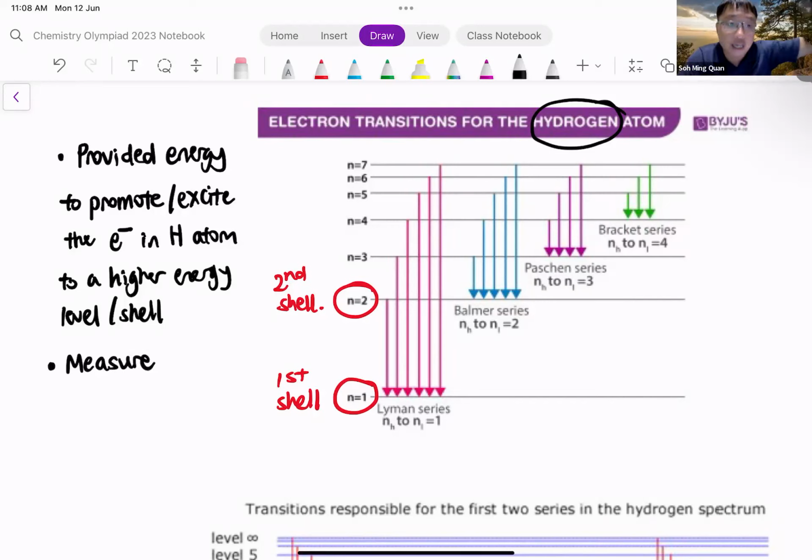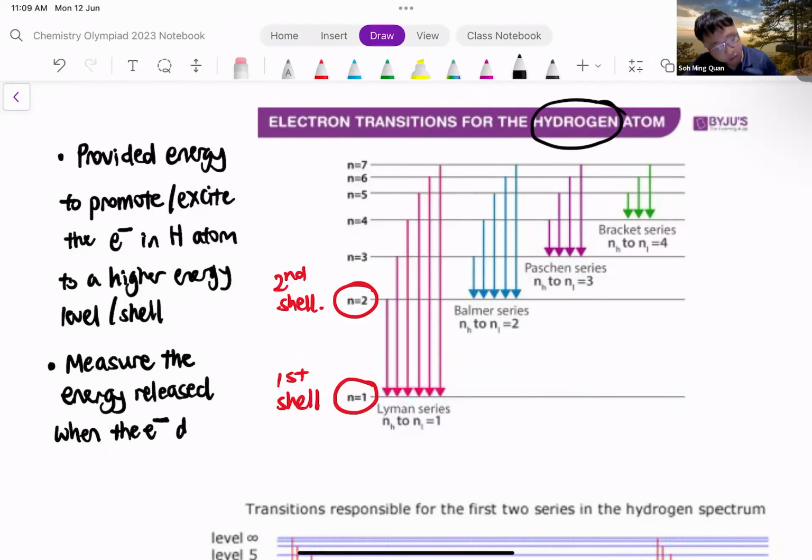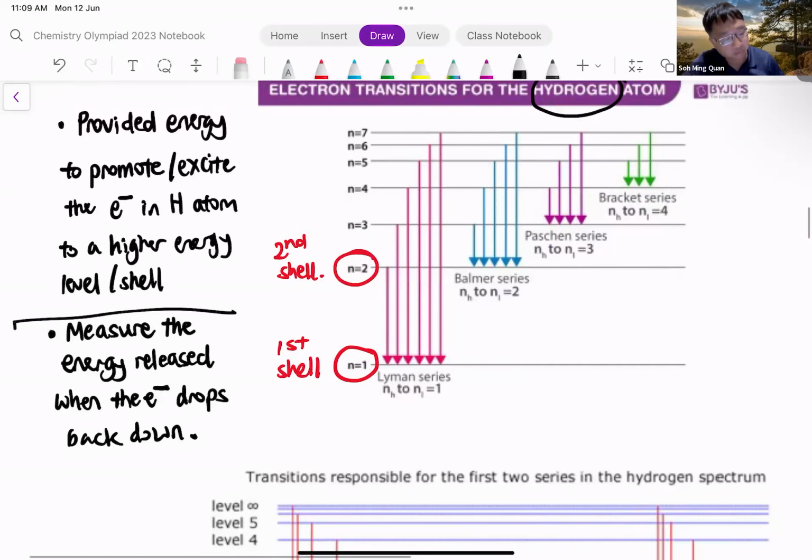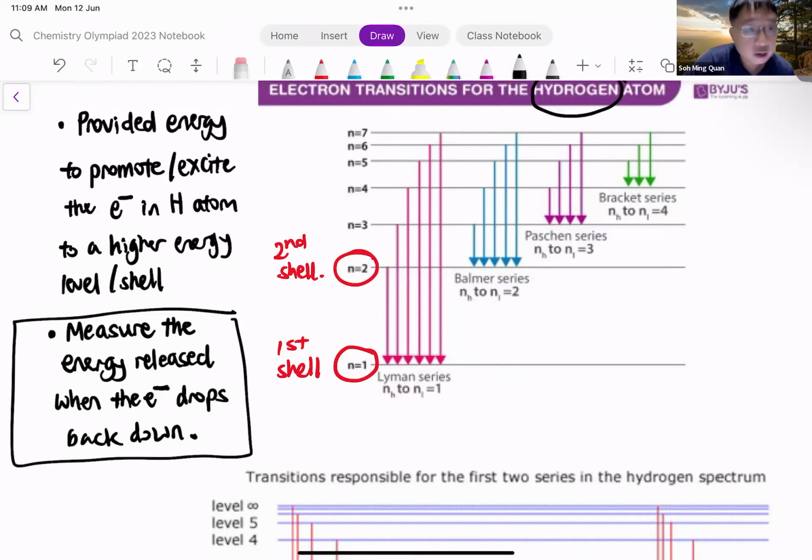Now, when you promote the electron up, it's not stable. It doesn't want to be in the second shell. It doesn't want to be in the third shell. So it will try to relax back, drop back to the first shell. So we measure the energy released when the electron drops back down. This is the key. Okay, so we don't measure the energy needed to promote. We measure the energy released when it drops back down.